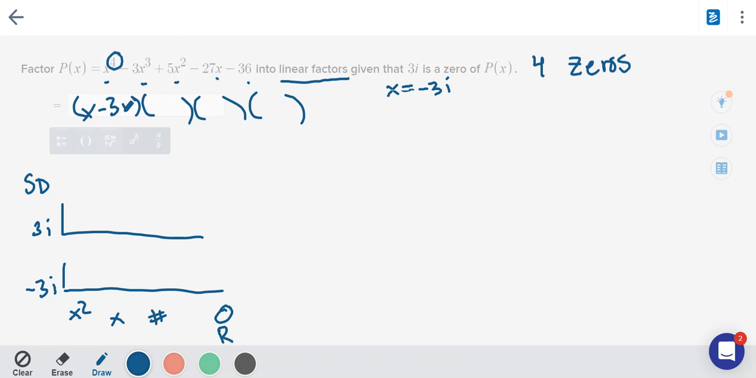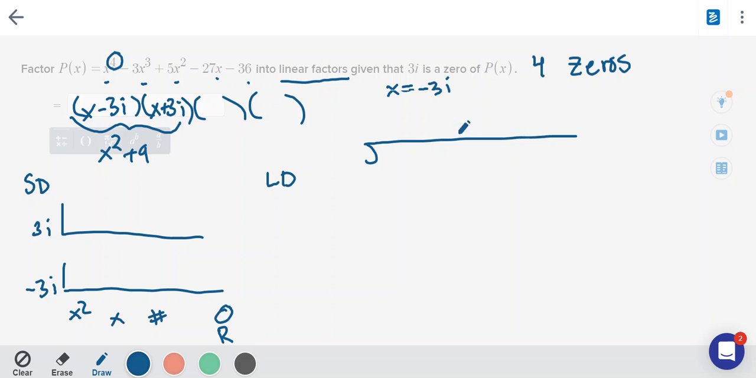One of them is going to be this. One of them is going to be this. I am trying to find the other 2. Now, I know that this piece here combines to the quadratic factor, x squared plus 9. So I could do long division with the x squared plus 9, which I actually think is easier than the synthetic division with the 3i and the minus 3i, just because there's so many coefficients and terms here. Okay, I'm going to put my x squared plus 9 out here.